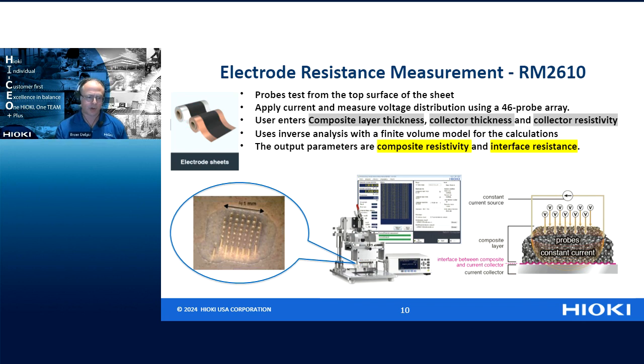Now you might be wondering, how do we separate out those elements of resistivity? So the system uses inverse analysis, and we also use a finite volume model for the calculations. And the outputs of the system are going to be the composite resistivity and interface resistance.